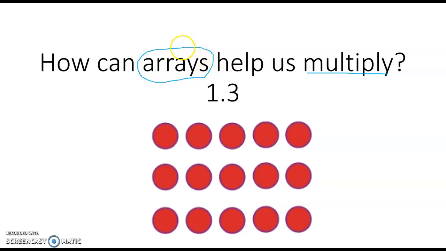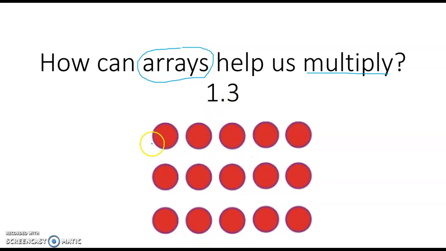Last year you learned about arrays, and you learned that arrays have equal numbers of objects in their rows. Remember, rows go side to side, and they also have equal numbers of objects in their columns. Your columns are the ones that go up and down.